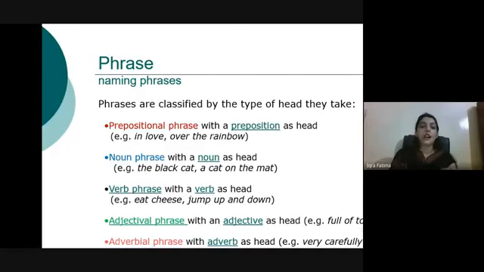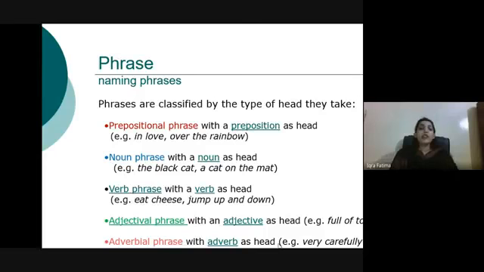Okay, now, adverbial phrase. Those phrases whose head is an adverb, these phrases we call adverbial phrases. Now you can see very carefully. Here, very is an adverb. So this phrase is an adverbial phrase because the head of this phrase is an adverb.